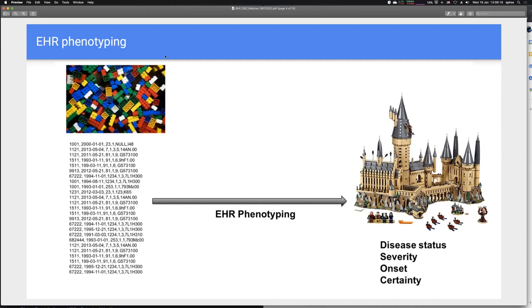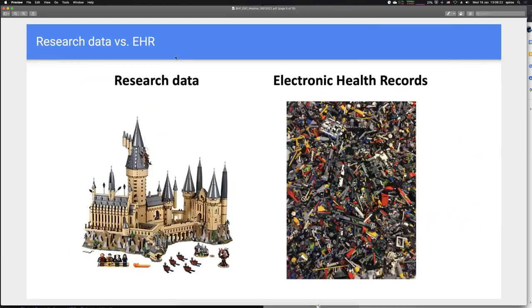Phenotyping is a really challenging process. It stems from the fact that electronic health record data are really messy and not as well curated as research data. Electronic health records have a lot of biases, variable data quality, issues with missingness, and other things that make the process of phenotyping, transforming the raw data into something that can be analyzed, very, very challenging.